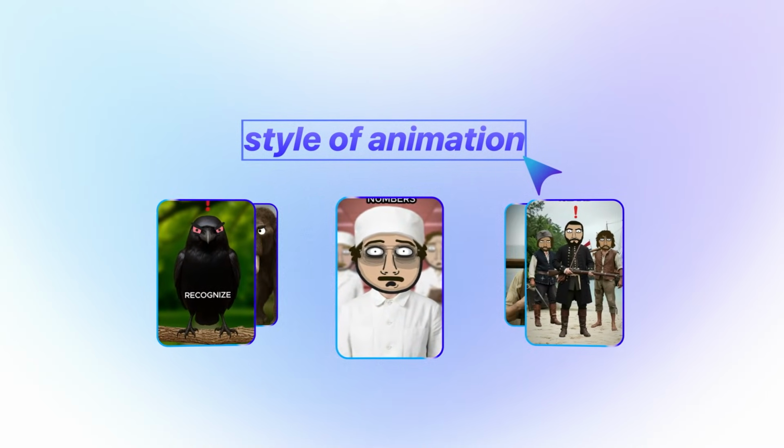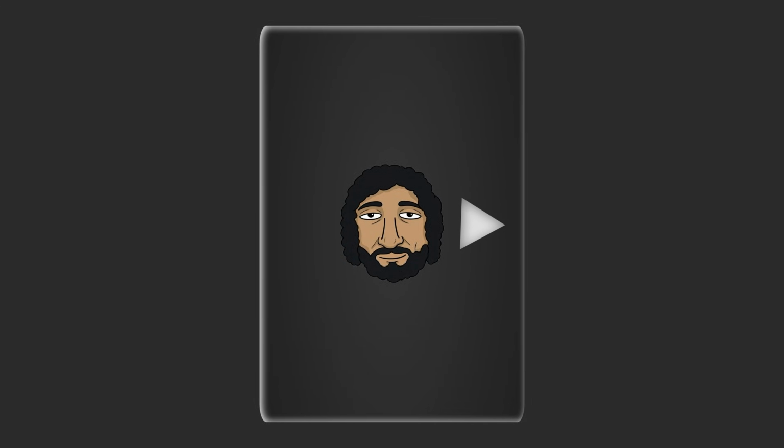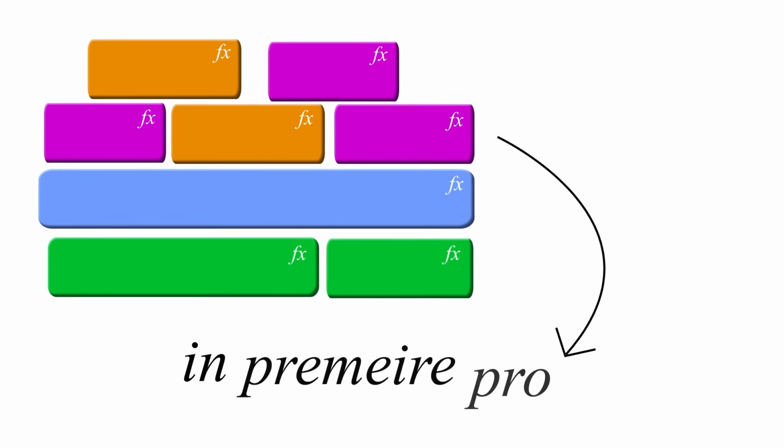If that sounds like a lot, yeah, it's because it is. These videos are not easy to make, unless of course you are watching this tutorial. Because in this video, I'm going to teach you the easiest way to create characters for this type of video using AI, and I'm going to show you how to animate them in Premiere Pro. And at the end of this video, I'm going to share a folder that consists of dozens of these characters, backgrounds, and sound effects, so you don't have to draw the characters yourself.